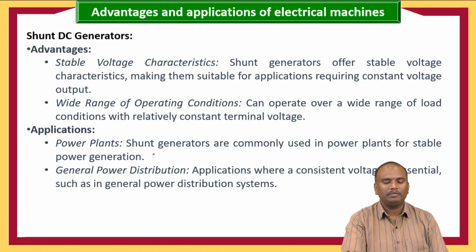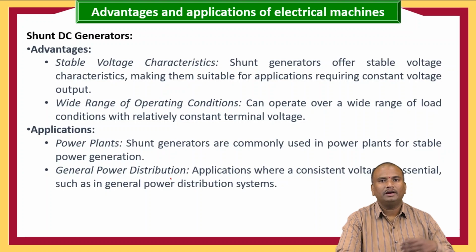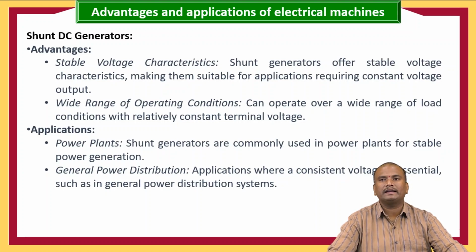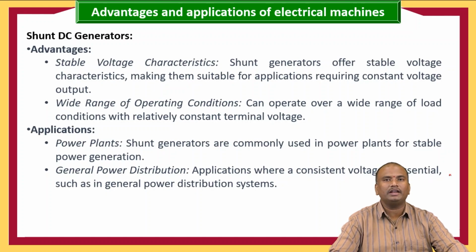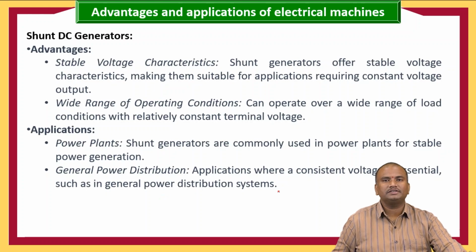Here are some of the applications where we have constant voltage. Shunt generators are generally used in power plants for stable power generation and general power distribution applications where a consistent voltage is essential, such as in general power distribution systems.